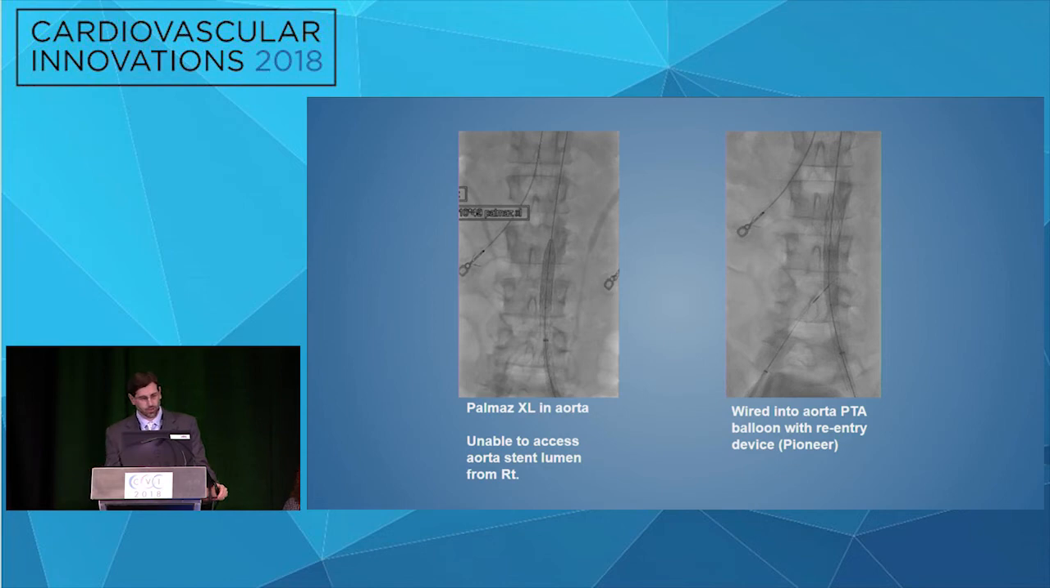So I went ahead and completed the aorta. This is a Palmaz XL, which we mounted on a 10 balloon, and we ended up posting to 14. And then finally, what we ended up doing was just inflating the balloon at the bifurcation and using a Pioneer catheter to enter our balloon. Then we drug our 014 wire up the aorta.